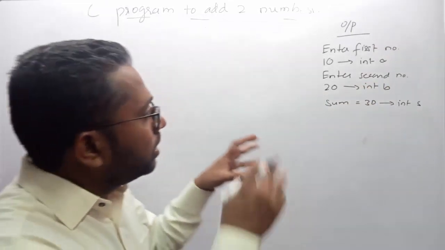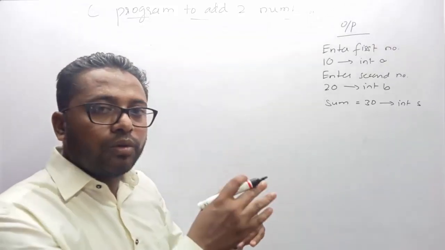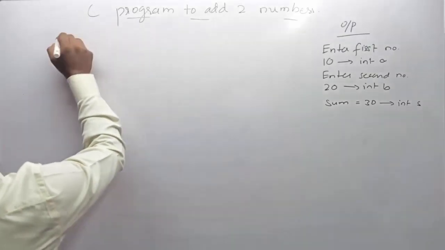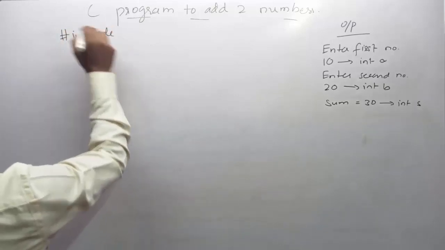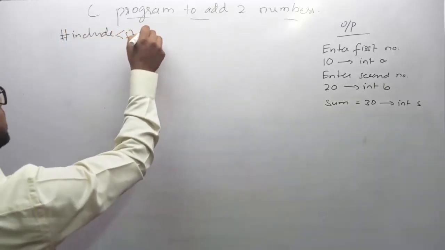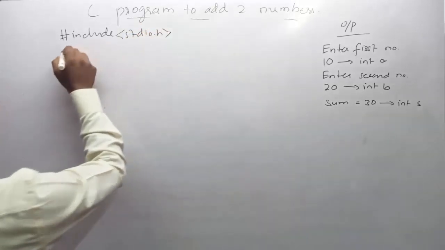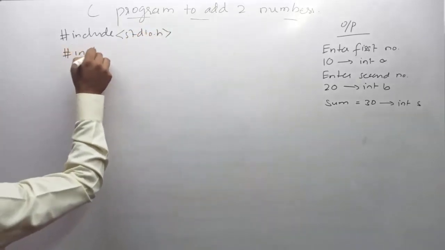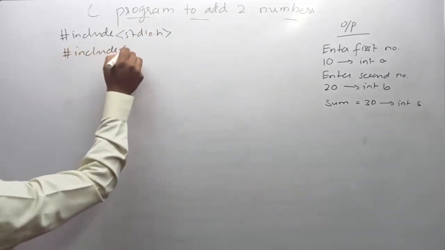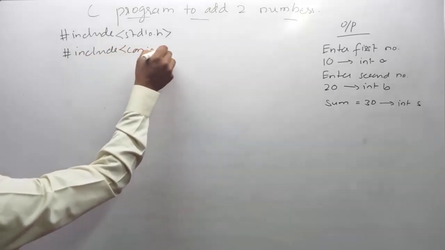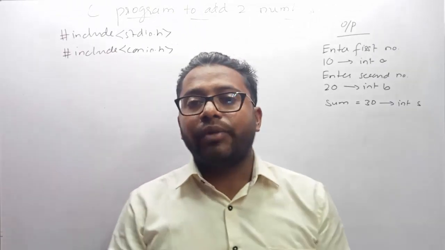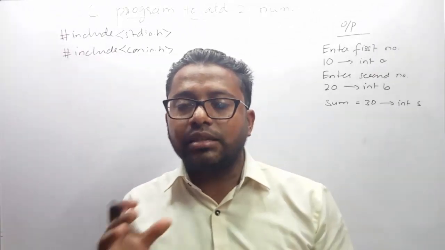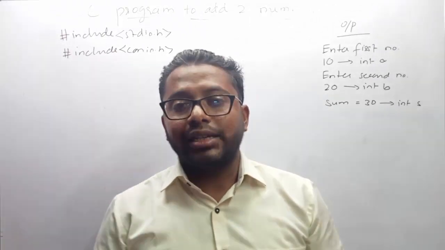Okay. Now with the help of this output, we will go for writing down the program. #include <stdio.h>, then #include <conio.h>. Every C program starts with header files, or we also call these files preprocessor directives.